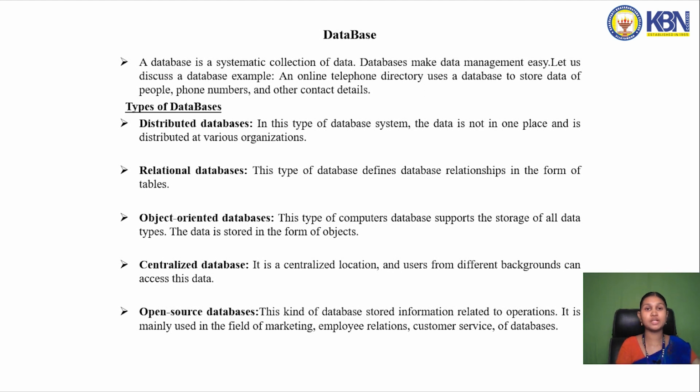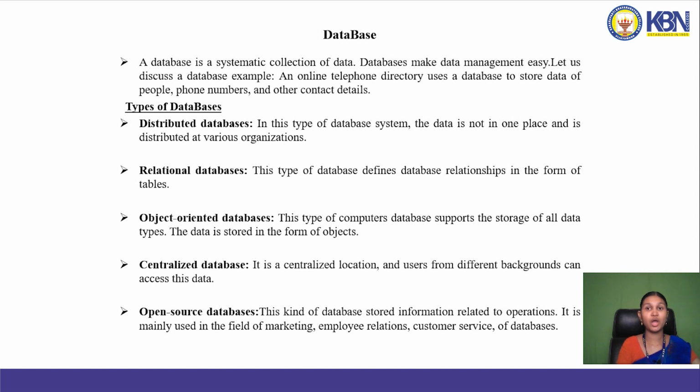Next, coming to what is a database. Data, as we previously discussed, is the collection of information. Here also, a database is a systematic collection of data. You have to manage it easily, and let us take one example. An online telephone directory uses a database to store the data of people, phone numbers and other contact details.